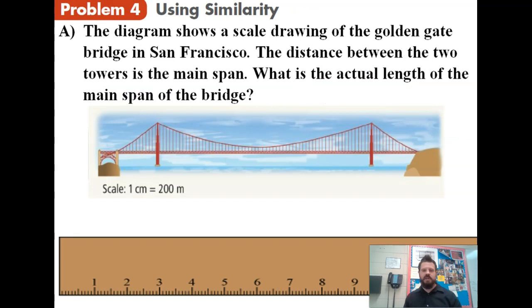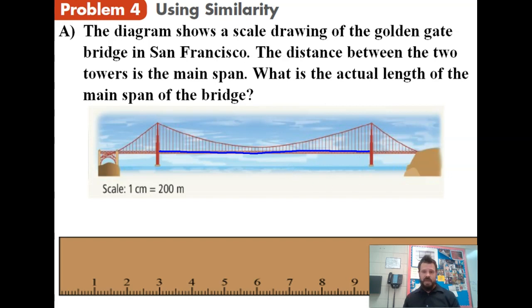Next, we're going to get into some real-world problems using similarity. Problem 4, part A says, the diagram shows a scale drawing of the Golden Gate Bridge in San Francisco. The distance between the two towers is the main span. What is the actual length of the main span of the bridge? Okay, so we want to figure out the distance between the towers on my bridge, but not in this diagram here, in the real world.